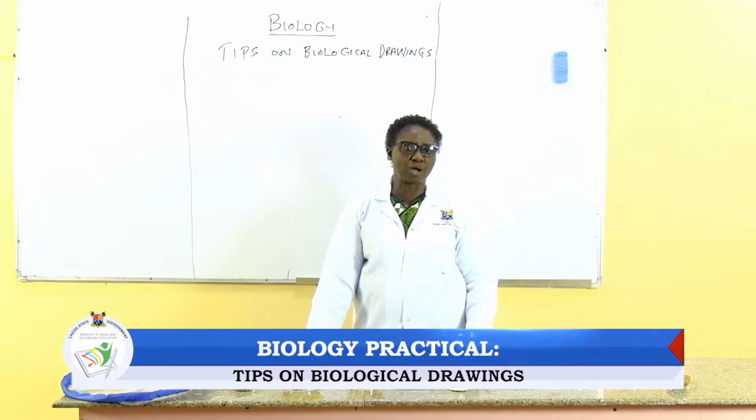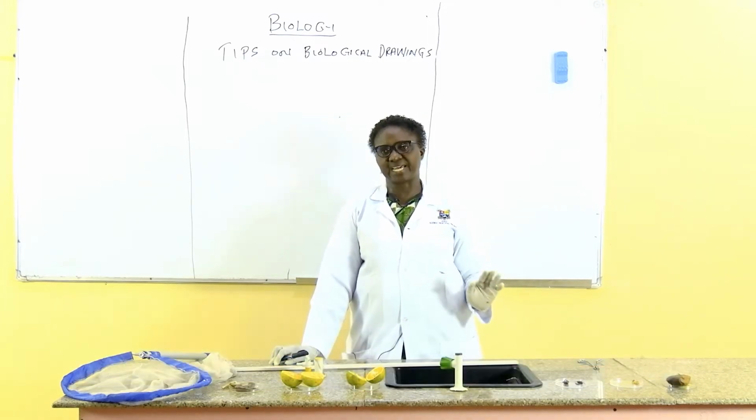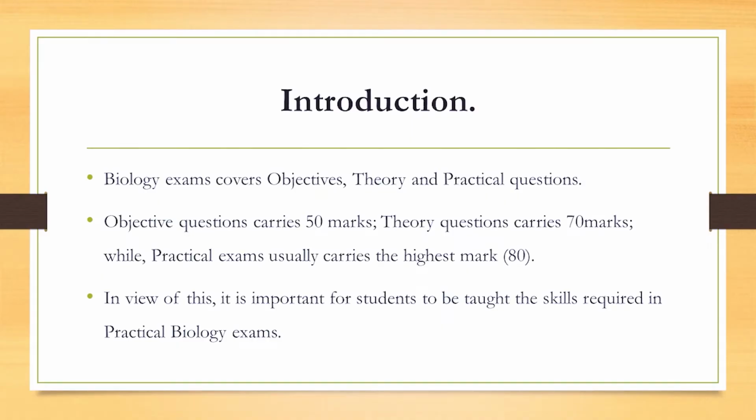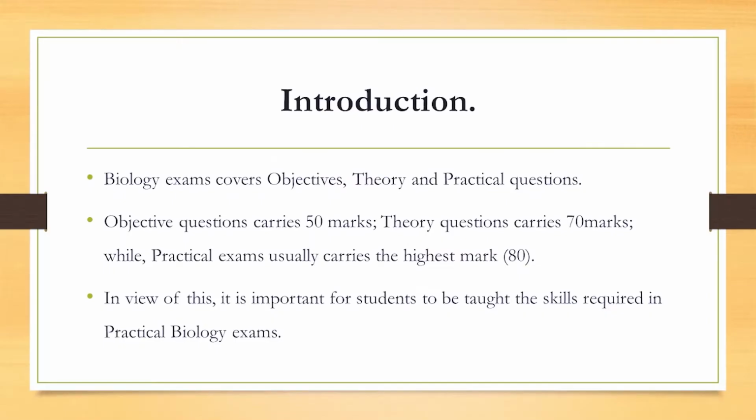Introduction. Biology as a subject is divided into 3 components. The first one is objective questions. The second one is the theory aspect of the question. Objective and theory are always taken together. The third important part is biology practical. Of the 3 components, objective is scored over 50, theory is scored over 70, and the practical aspect carries 80 marks.